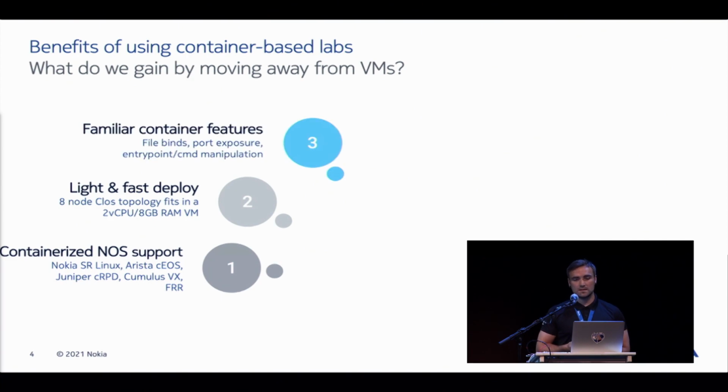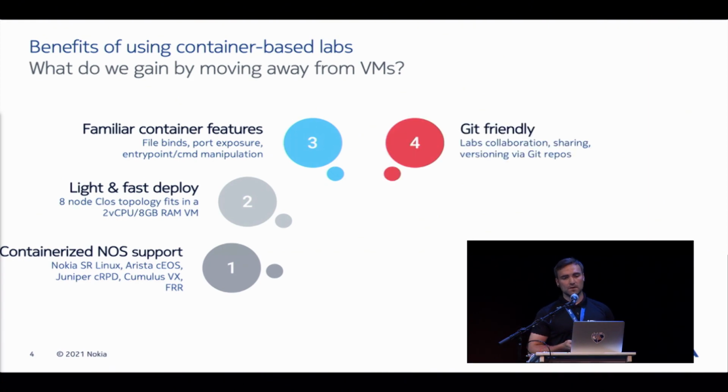Also, when you use containers to spin up labs, you inherit all the familiar features from Docker. You can use file binds, you can use port exposure, you can create CMD commands, you can propagate environment variables. All those IT workload things that we all know how they work, they will be available for your networking labs. And the thing that I love most about it is that the networking labs become really Git friendly. You can create your topology, you can check it into Git. Somebody can pull it and create this topology right away without really going into the weeds of the UI.